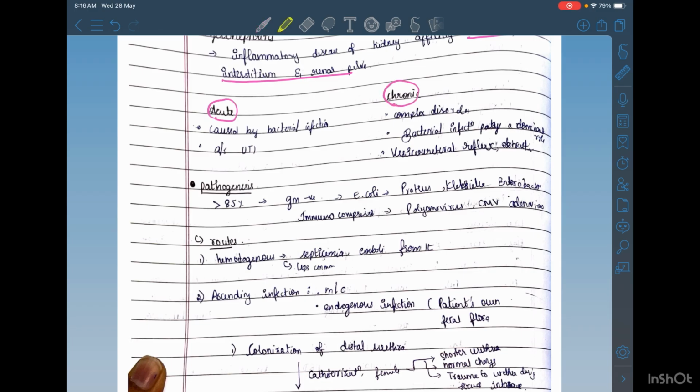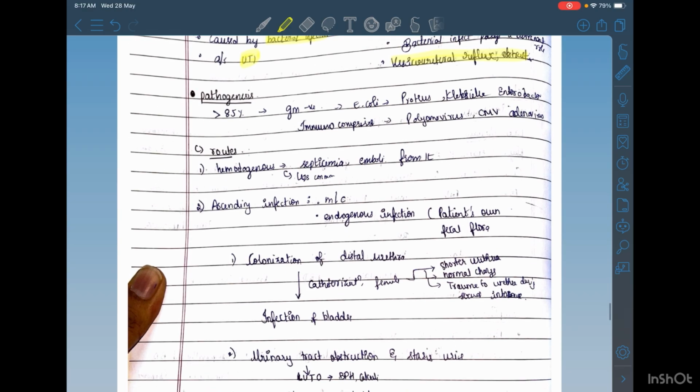Acute is mainly caused by bacterial infection and it is usually associated with UTI. In chronic, it's a complex disorder. The bacterial infection also plays a dominant role. Mainly, it is due to the vesico-ureteral reflux or obstruction.